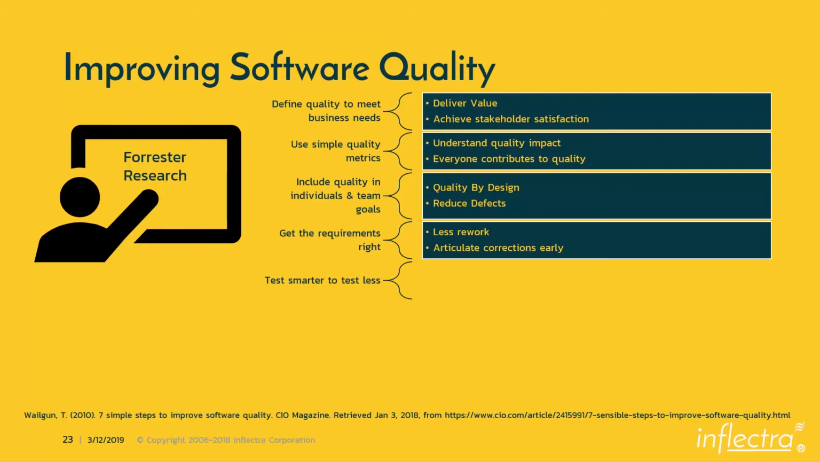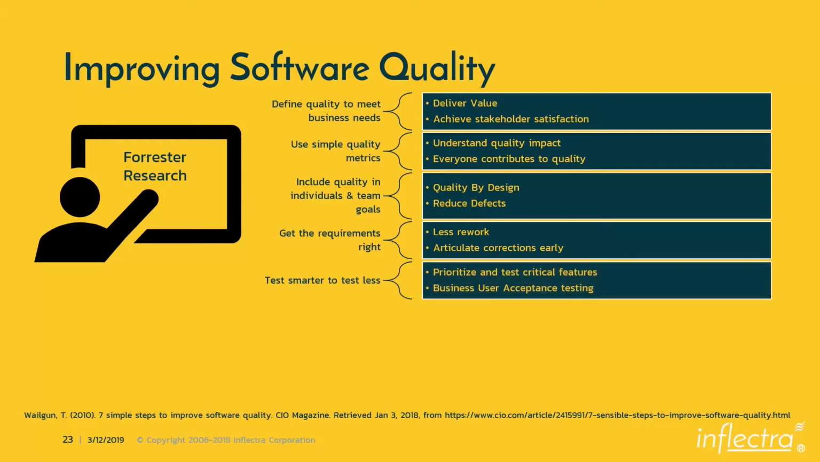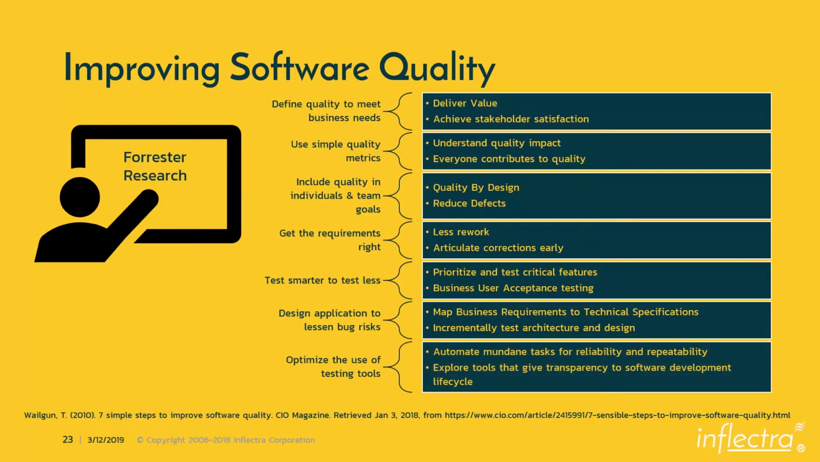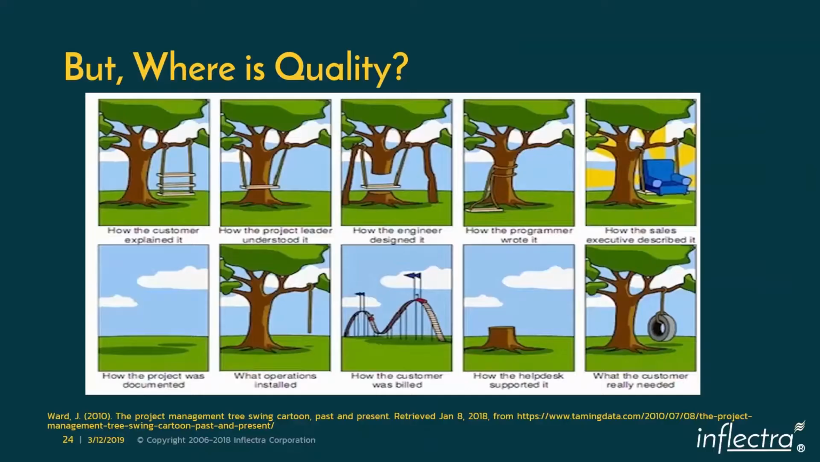Then, test smarter to test less. Prioritize and test critical features. Understand the difference between priority and severity. Include business user acceptance testing as part of software quality. Design the application to lessen the bugs and the risks associated with the bugs. Map business requirements to technical specification. Incrementally also test the architecture and the design. Finally, optimize the use of testing tools. Automate mundane tasks for reliability and repeatability. Explore tools that give transparency to the software development lifecycle.